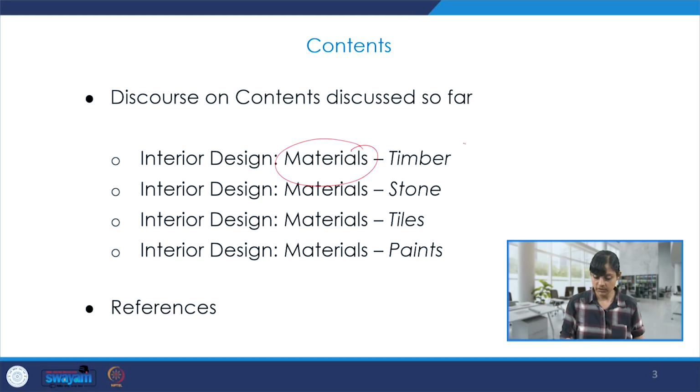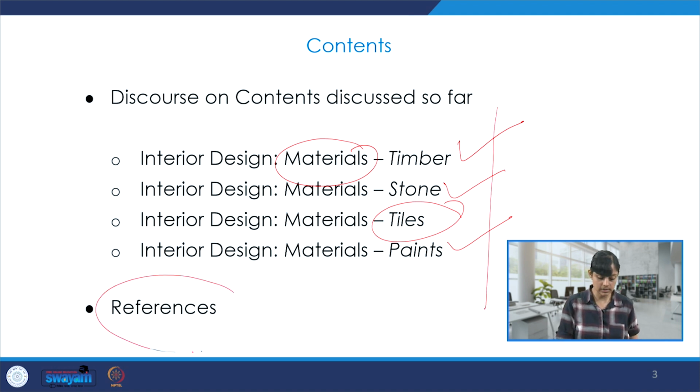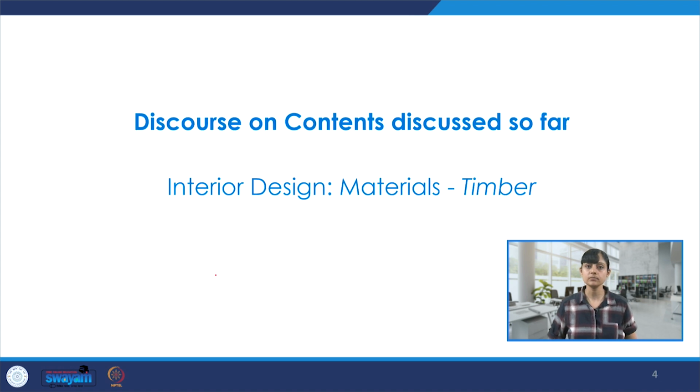So we talked about timber, then we talked about stone, tiles, and paints. And we talked about a lot of variations within these. And we saw some applications, technical specifications, construction details, laying methods, some case studies. So, all of that I am just trying to give an overview of along with some references. So let's begin the summary focusing on materials, and I'm just starting with timber.